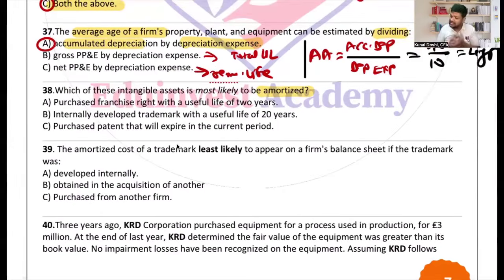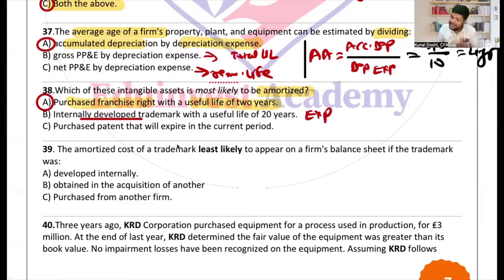So a purchased franchise right with a useful life of 2 years. Should I amortize this or not? Yes, I can amortize. It's like buying an asset. I bought an asset with a limited life, so I can amortize. But what about B? Internally developed trademark. Whenever you are working on expenses related to internally developed items, unless it's software for sale or research and development, apart from that, it is always expensed. So whatever is expensed cannot be amortized.